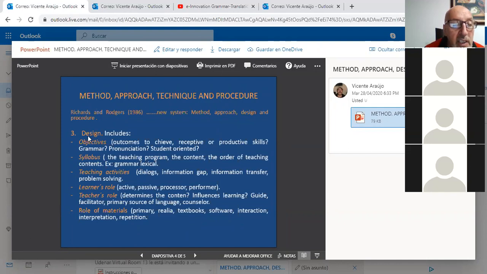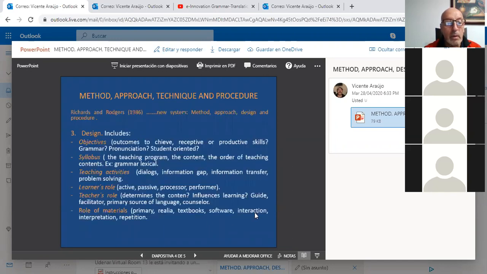What is the role of materials? It is also included in the design. Remember, we are talking about the design. We have textbooks. Some of them are expensive, very expensive. Some of them are better than others. But we can use textbooks as materials in class, or software. Nowadays, there are a lot of software devices in the internet to help students learn language.